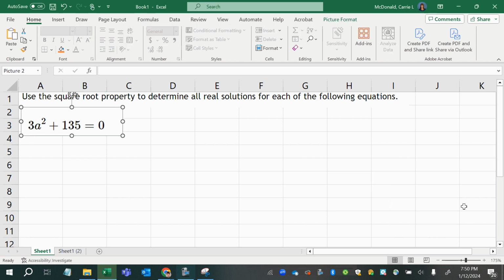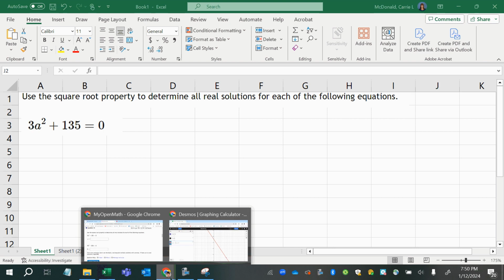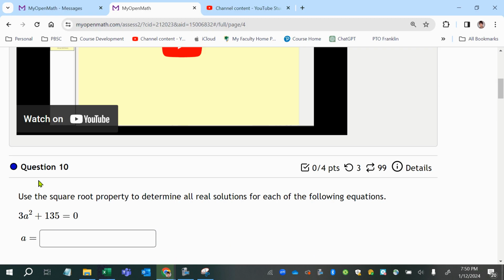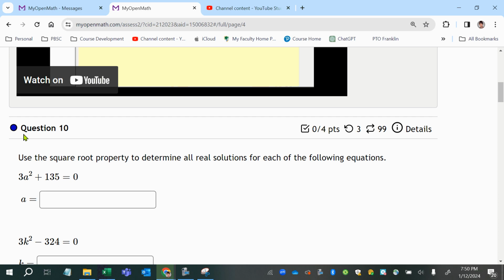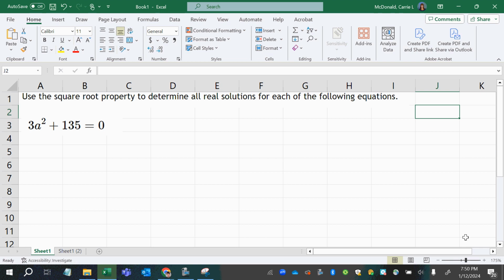We are on GLA03 page 3. The first question says use the square root property to determine all real solutions for each of the following equations. And this is actually the first question on page 3, but question 10 in the GLA3 assignment. So it says use the square root property to determine all real solutions for each of the following equations.